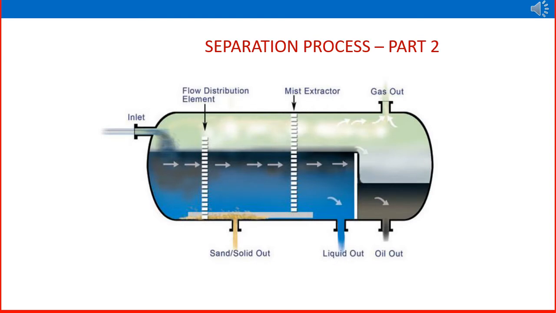Separation Process Part 2. In Section 1 we discussed the basic definition, types of separator, separator principle, operation principle, design parameters, construction details, etc. And in this one we are discussing the different types of internals used for accelerating better separation, the control system, safeguard system, startup and shutdown, and troubleshooting, etc.